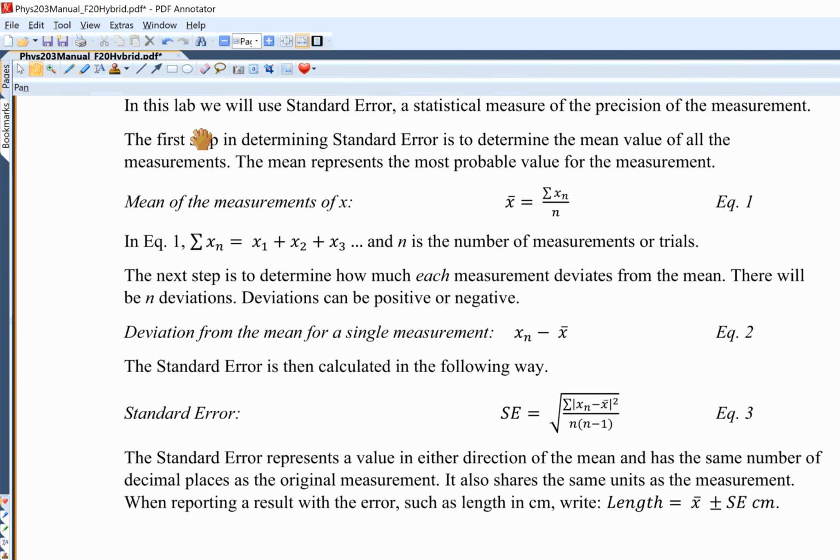But mean is just a fancy word for average, although I guess it's not fancy, it's shorter. So this is our definition for average. It's the sum of the individual measurements divided by the total number of the measurements.